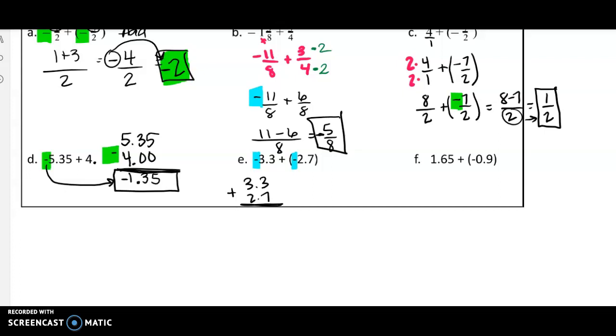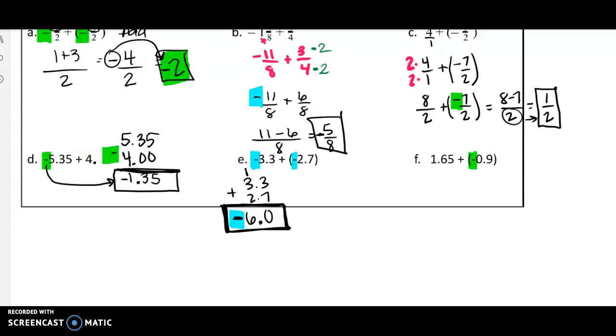But 3 plus 7 is 10. Carry the 1. And then 3 plus 2 is 5, plus 1 is 6. And then we bring that decimal point down. And since both parts are negative, my final answer is negative. So since these were negative, this is negative.